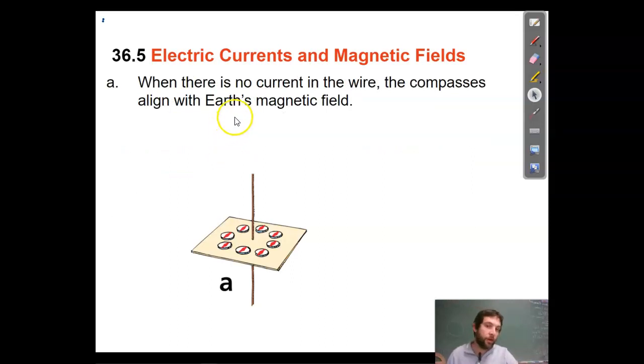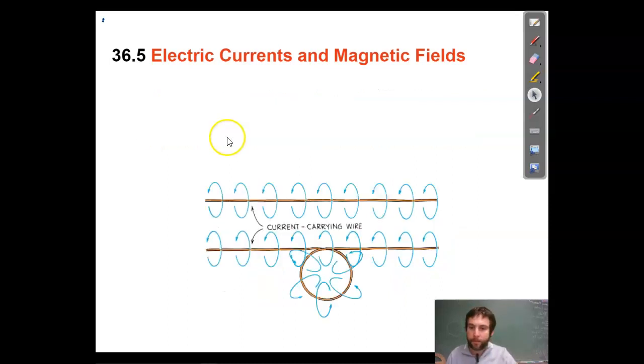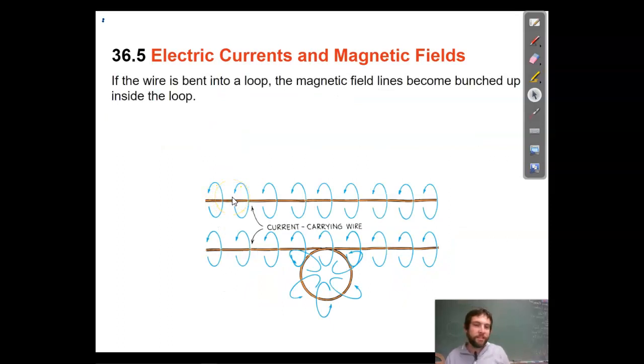When there is no current in the wire, the compasses align with Earth's magnetic field. When there's a strong current in the wire, the compasses align with a stronger magnetic field near the wire. If the wire is bent into a loop, the magnetic field also becomes bunched up inside the loop. When you have this looping of wire together and then you get this magnetic field, that's a solenoid. So you have a whole bunch of wire with electric current running through it going in a circle.